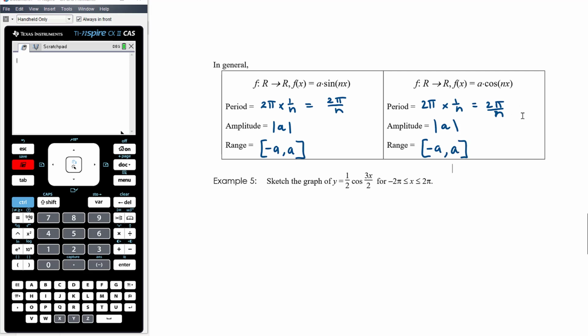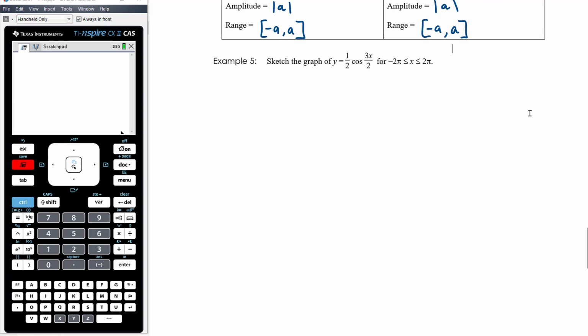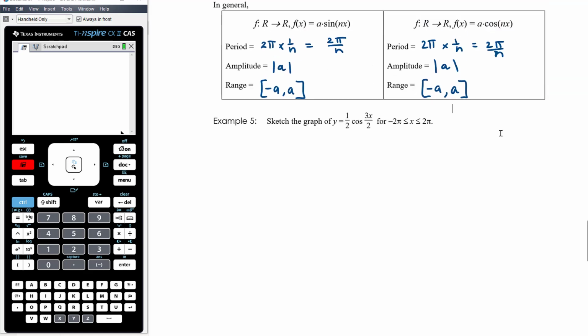Okay, let's do one more to finish off this lesson. We want to sketch the graph of half cos 3x on 2 for negative 2 pi to 2 pi. So the amplitude here is 1/2. The period is going to be 2 pi times 2/3, the reciprocal. So we can have 4 pi on 3. And then we've got our domain from negative 2 pi to 2 pi. That's a span of 4 pi.